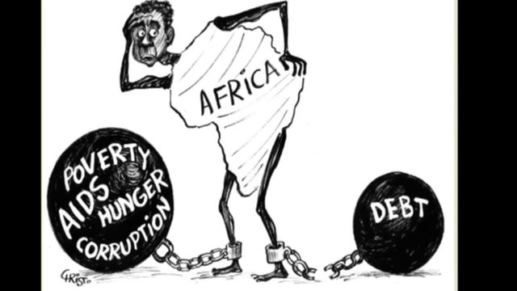What else can you see? What do the iron balls represent to you? On the iron balls itself, there are words like poverty, AIDS, hunger, corruption. So we can infer that there are domestic problems confronting Africa, such as poverty, AIDS, hunger, and corruption. And in addition to that, Africa is also ridden with a debt crisis.